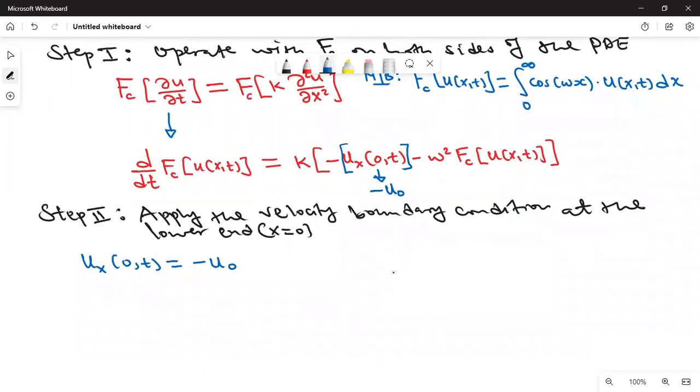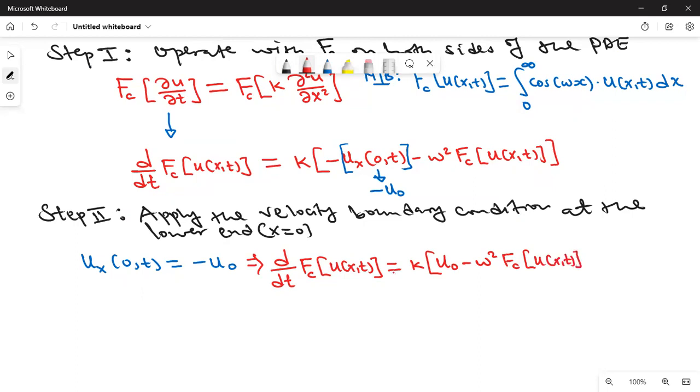So therefore, this equation can now be written as, this means that d/dt of the Fourier cosine transform of u of x,t is equal to k outside. Then inside we have u naught minus omega squared times the Fourier cosine transform of u of x,t. That's what we have.